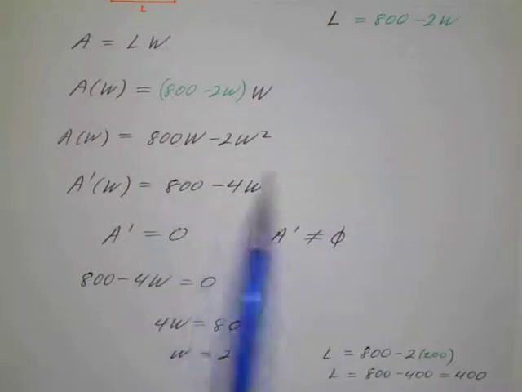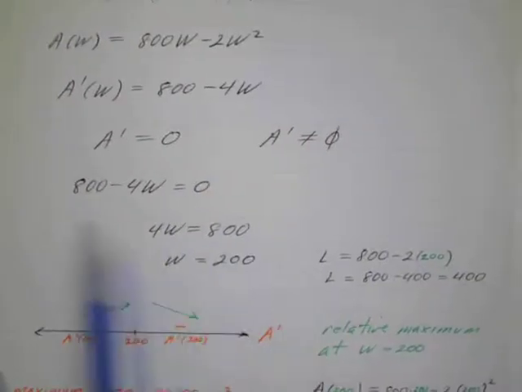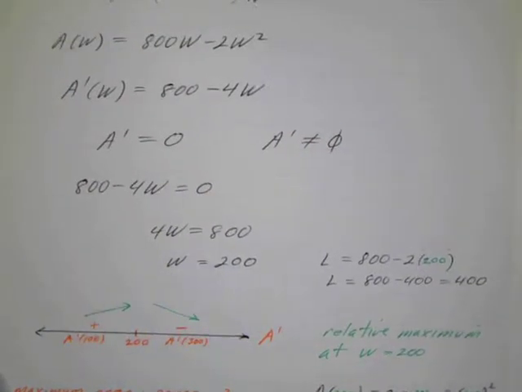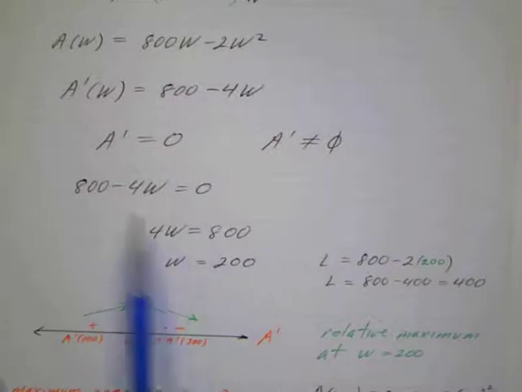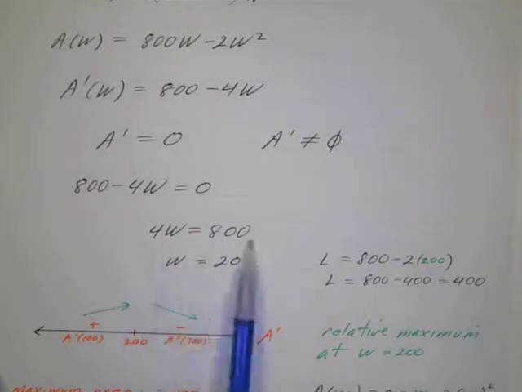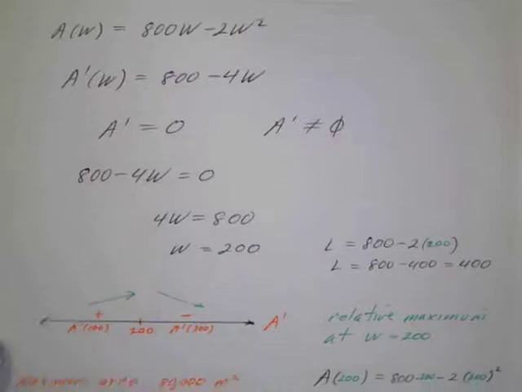And it's not going to be undefined because it's just a straight line, so where is it equal to 0? We just set that equal to 0 to find the critical values or possible maximum. And we get, if I add 4W to both sides and flip it, 4W equals 800, so W equals 200. So there we go.